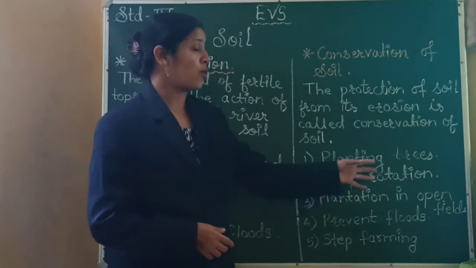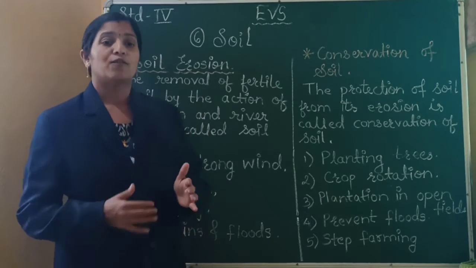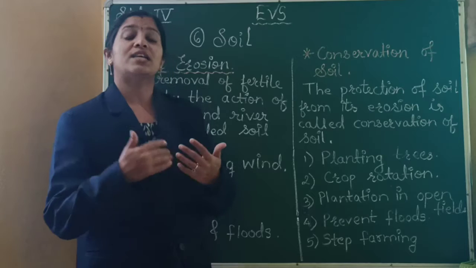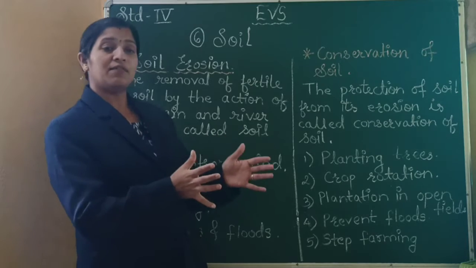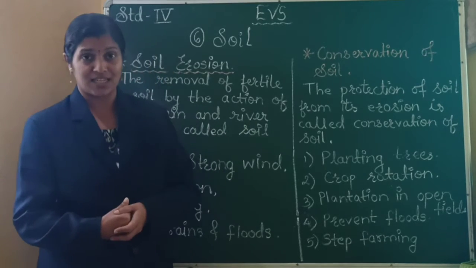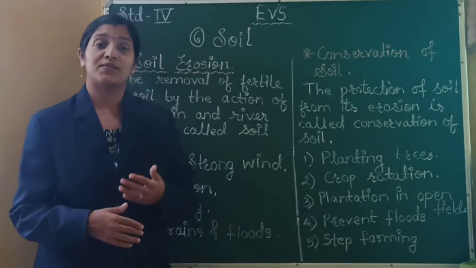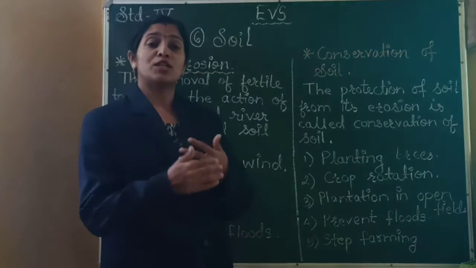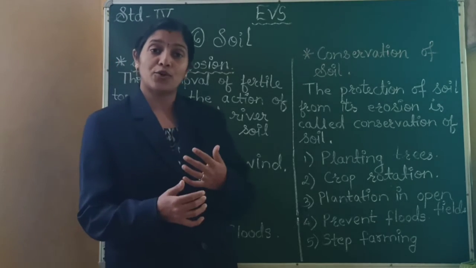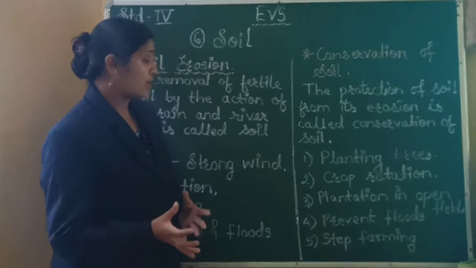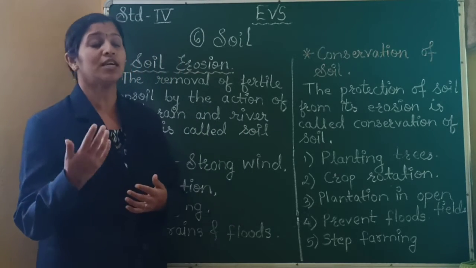The next is crop rotation. Suppose we take a piece of land. We have to keep cultivating various types of crops in that same piece of land. Suppose we cultivated paddy in the rainy season. Once the paddy is removed from the field, we have to cultivate some other crop. Because of this rotation of crops, the fertility of that soil remains intact. The fertility of the soil will not go away, but will keep on increasing because of the rotation of the crops.